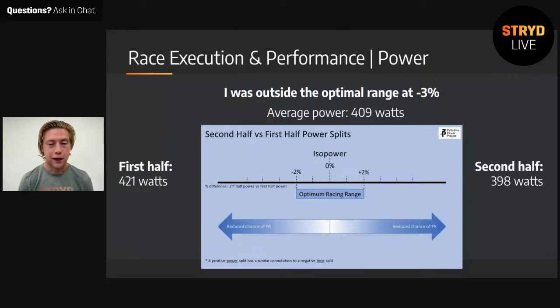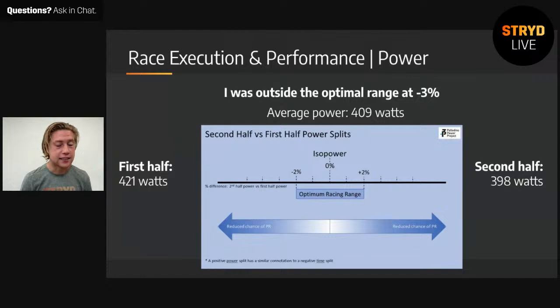So we looked at the race execution on a second by second basis. Now let's zoom out on the average power execution, looking at the first half versus second half power splits. Once again, this is a chart from Coach Steve Palladino of the Palladino Power Project. What this represents is the optimal racing range you want to be in when comparing a first half versus second half power split. For example, if my average power for the race is 409 watts and the first half of my race is executed at 409 and the second half is executed at 409, I'd be right in the center of this chart at that 0% ISO power.